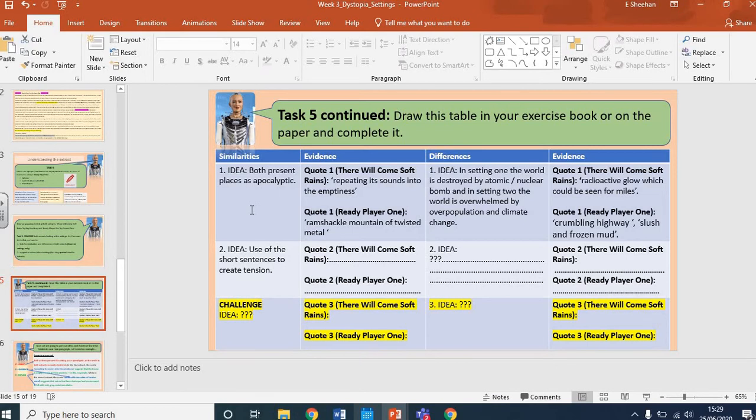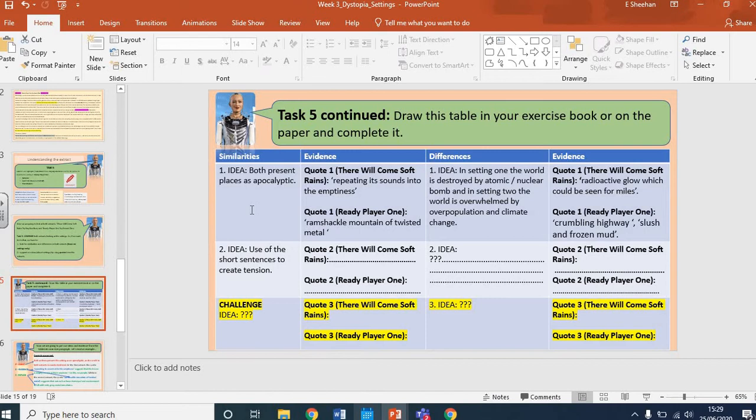So for similarities, the first idea is that both present places as apocalyptic. So quote 1 from the first extract is where it repeats its sound into the emptiness. So it gives you that feeling that there's nobody there. So that quote represents that maybe a great apocalypse has happened and everyone is no longer on the planet. The second extract, Ready Player One, a ramshackled mountain of twisted metal. So that sounds like this world's disorganised and broken down and left strewn around unloved. There's not a lot of order left in that world, which again we might associate with an apocalyptic setting.